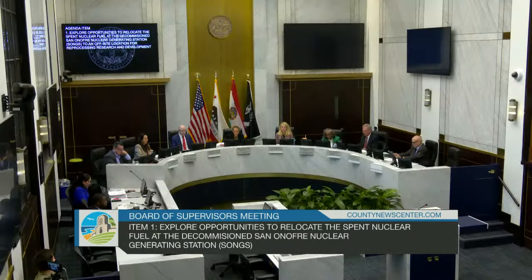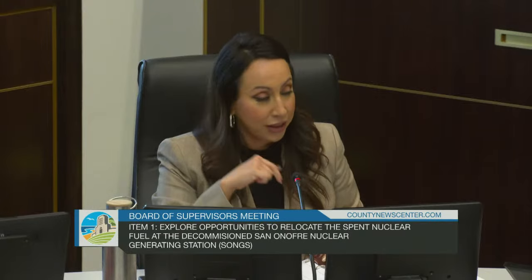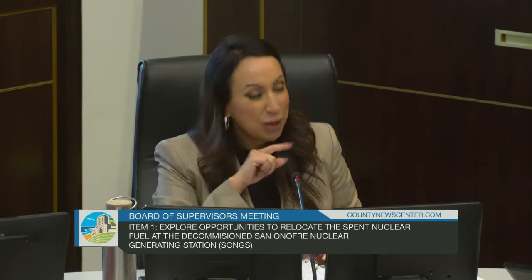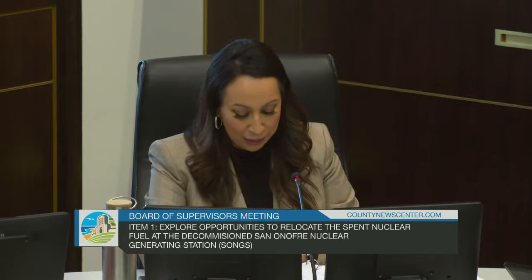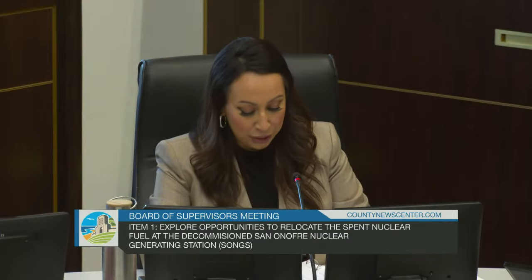We have a motion for approval. I would like to turn to the board member who pulled this item. Please, Supervisor Aguirre. Thank you, Chair. And thank you, Supervisor Desmond, for bringing this forward. I want to make it very clear from the outset that I intend to offer an amendment, but I think you'll like it. I'm supportive of the county exploring options to address the long-term storage challenges at San Onofre.